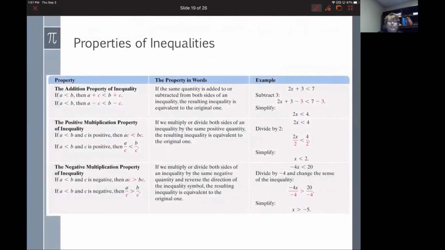So here are the properties. The addition property: you can add or subtract anything you want from both sides of the inequality, and it remains true. The positive multiplication property: you can multiply or divide both sides of an inequality by any value that's positive and the inequality remains true. However, if you multiply or divide both sides of an inequality by a negative, you must reverse the inequality symbol.